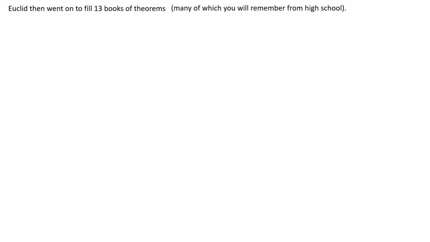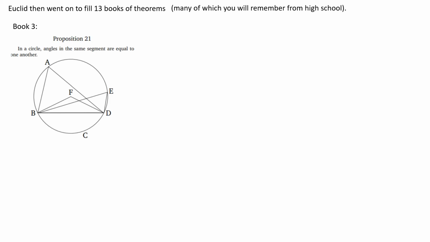So Euclid then went on to fill 13 books full of theorems, like the fact that you can draw an equilateral triangle, many of which you will remember from high school. So, for example, in book 3, he proves, proposition 21, that if you have a segment BD, then the angle BAD is equal to the angle BED. So Thales' theorem is a special example of this, where BD is the diameter.